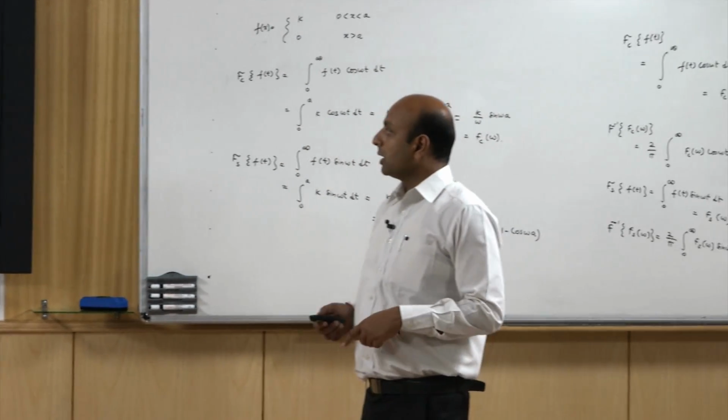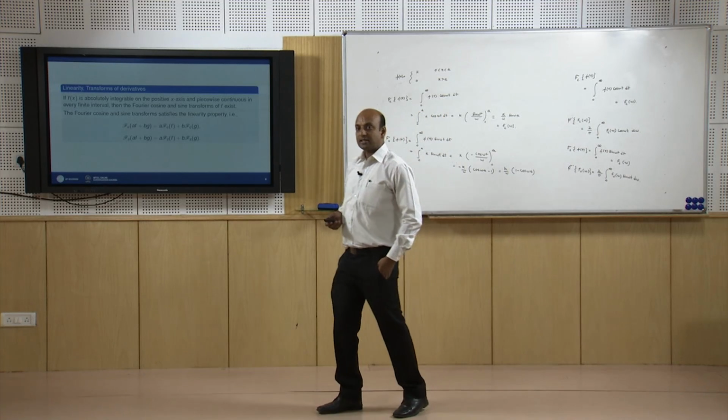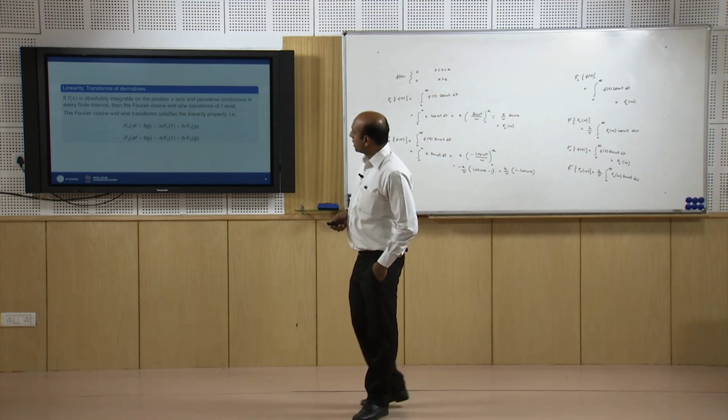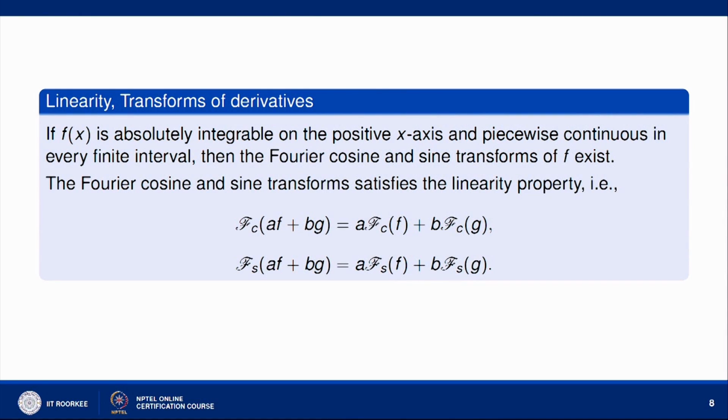Now, Fourier transforms also satisfy some properties. What are they? First of all, the existence condition: if f(x) is absolutely integrable on the positive side of the x axis and piecewise continuous in every finite interval, then the Fourier cosine and sine transforms of f exist. So, the function must be absolutely integrable on the positive side of the x axis and piecewise continuous, then the Fourier sine and cosine transforms of the function will exist.